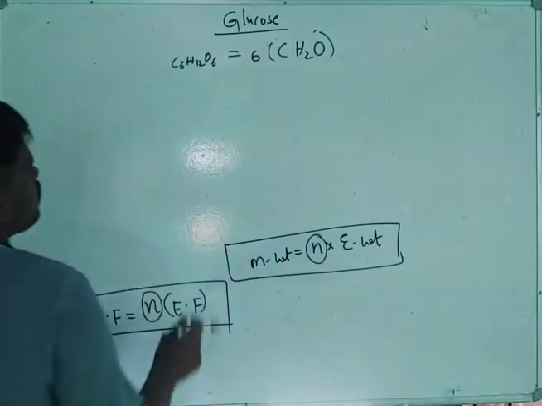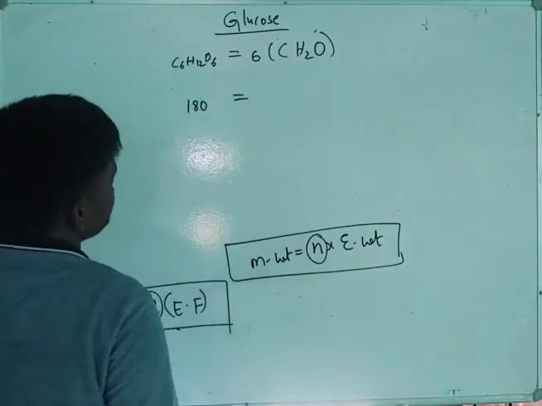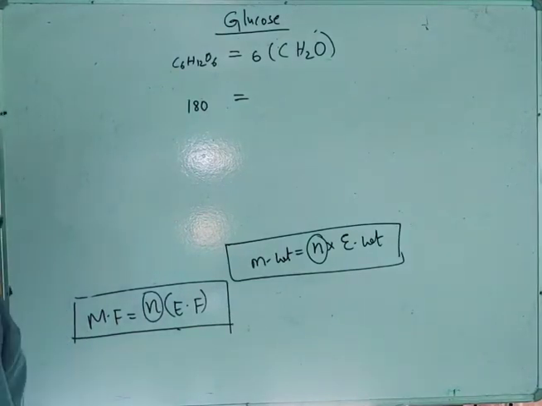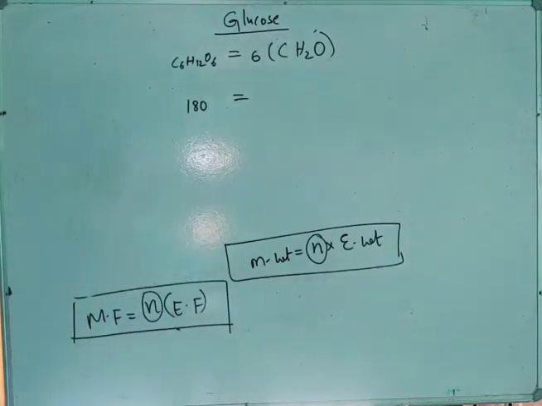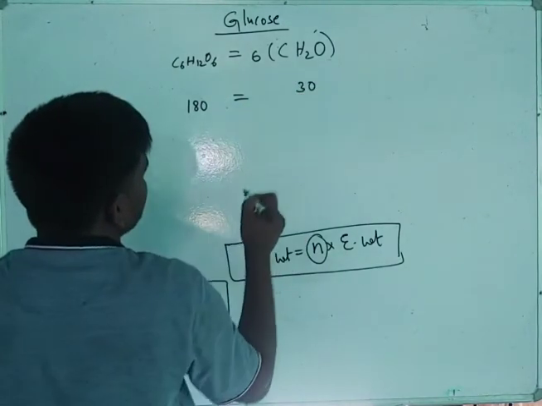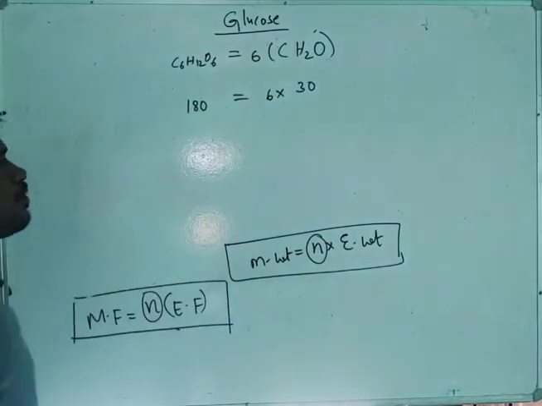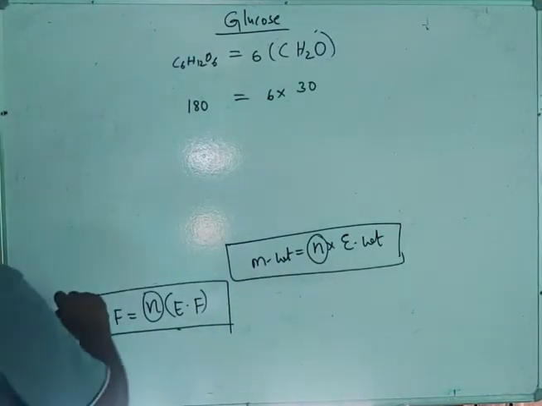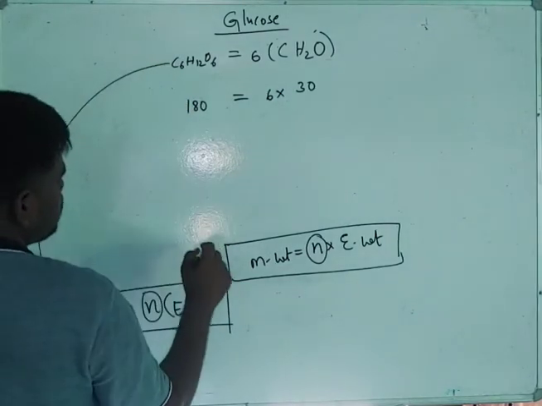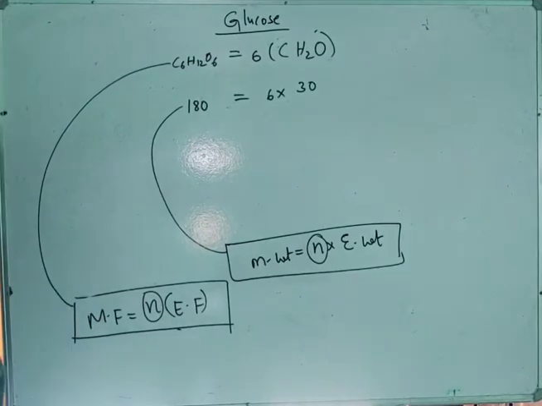Now what about the glucose molecular weight? 180. And the empirical weight of the glucose is 30. When this 30 is multiplied with 6, it is equal to 180. Now you can see this one is related to the first one, which is related to the second one. From these two, we can conclude that the N present in both the formulas is same.